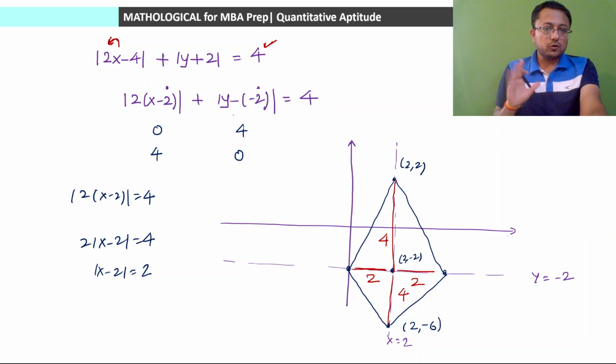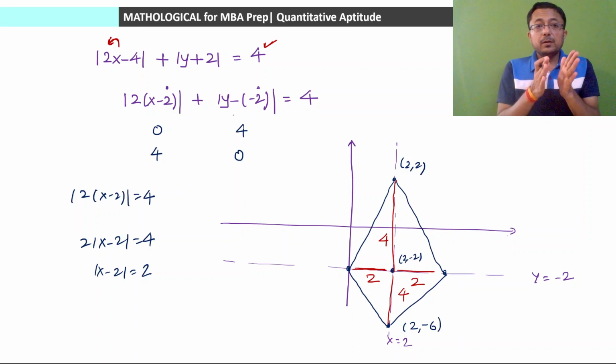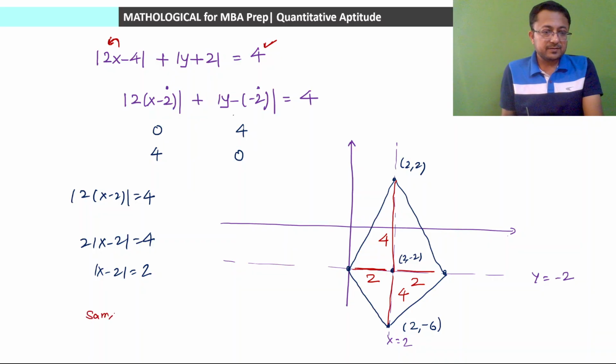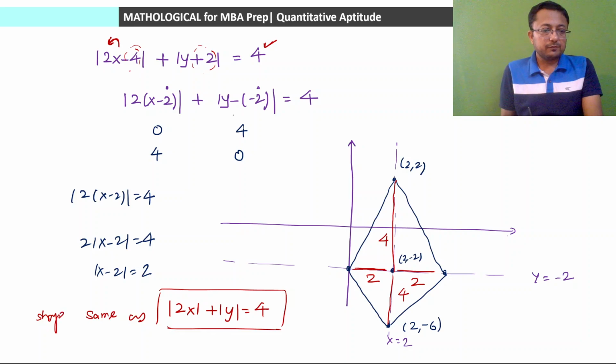So our first observation should be that this graph has shrunk horizontally because of the coefficient of x, which is equal to 2, while the coefficient of y is equal to 1. Isn't it so? The graph has shrunk in half in the x dimension. Is that clear? In terms of shape, the graph is the same as if you had ignored the minus 4 and plus 2. So the shape will be the same as mod of 2x plus mod of y equal to 4. If shape was our only concern, we would have simplified this to mod of 2x plus mod of y equal to 4.